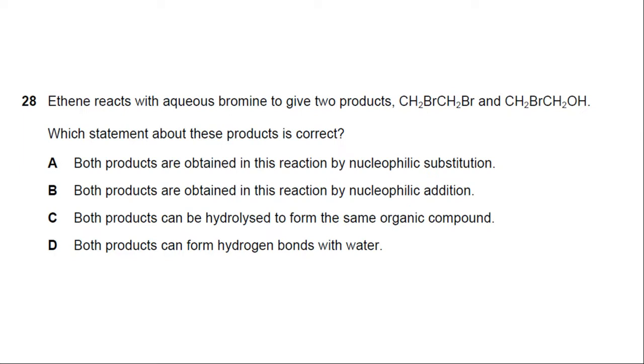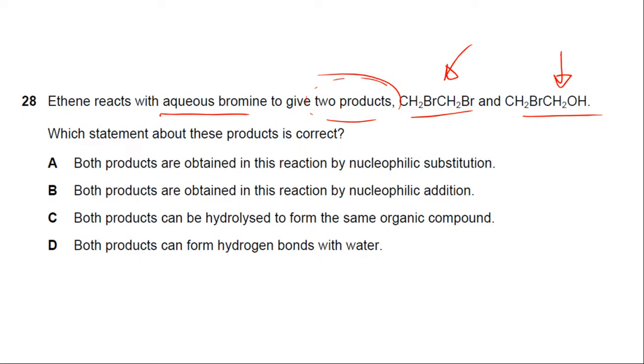Let's move on. It says ethene reacts with aqueous bromine to give two products. These are the products. So you have CH2Br-CH2Br, and CH2Br-CH2OH. This actually happens when you use bromine in aqueous solution, when you put it in water. Because it's water, it can also undergo electrophilic addition with your alkene. And this right here happens when you put your bromine in something non-polar, such as CCl4, tetrachloromethane. Now they're saying which statement about these products is correct.